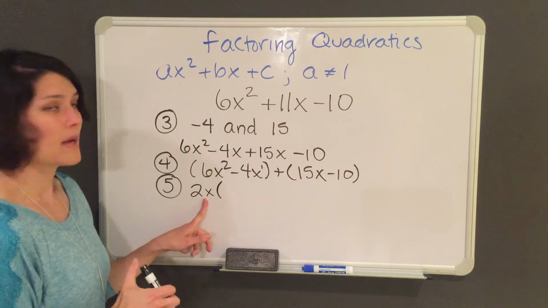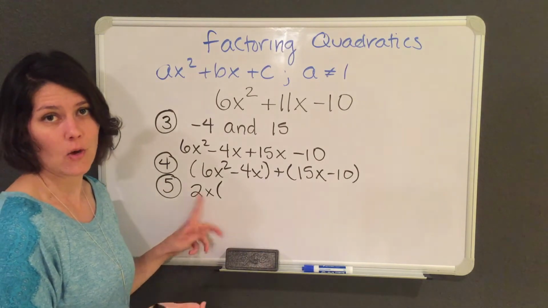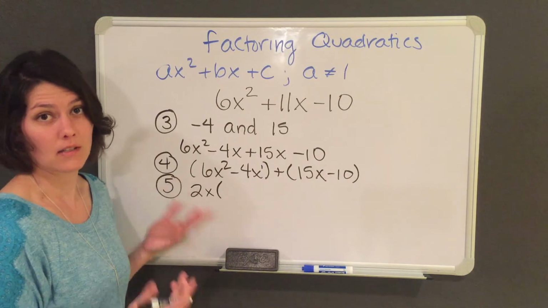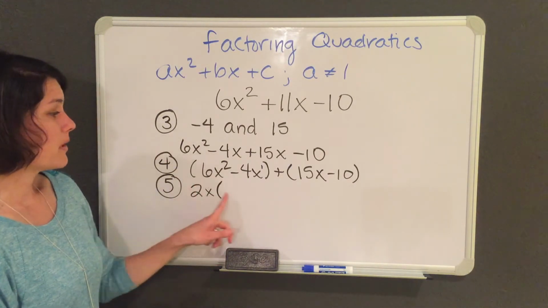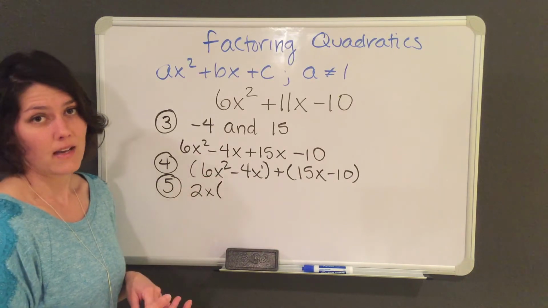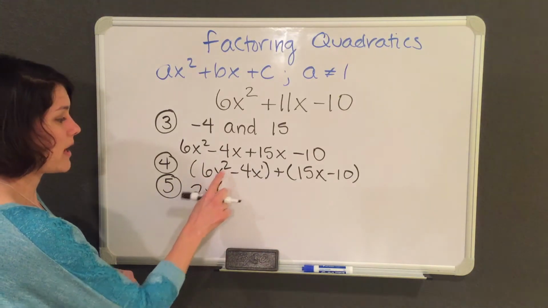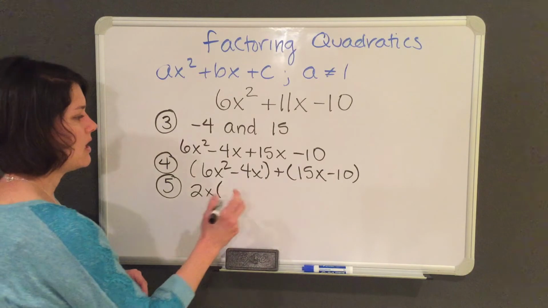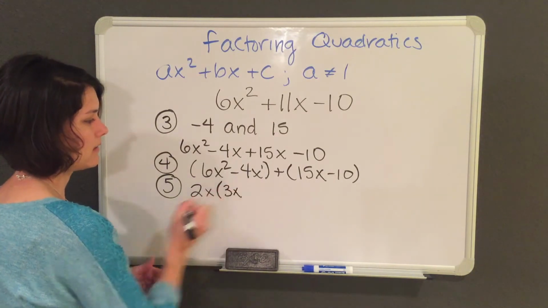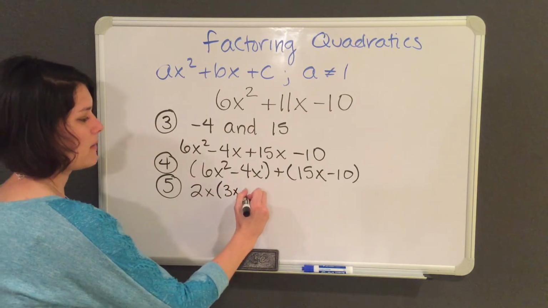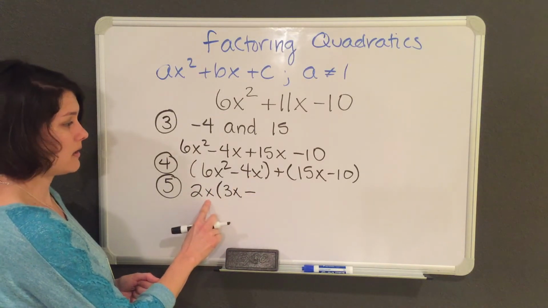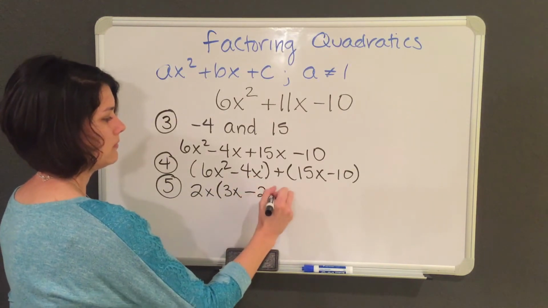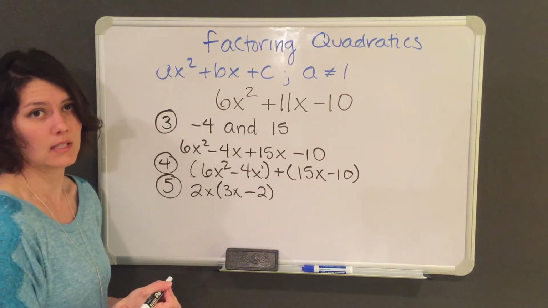Now, if you have trouble remembering how to do greatest common factor, you can go back and look at one of my videos called Greatest Common Factor and review yourself on that. But to put what's left over, you're going to divide. 6x squared divided by 2x will be 3x. And then I will write a minus sign. 4x divided by 2x will be 2. And then I will close the parentheses.